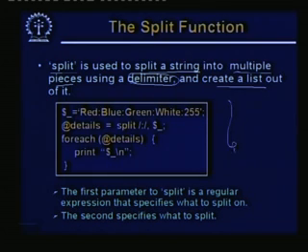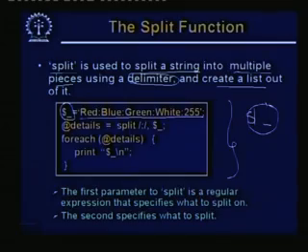Let us take a small illustrative example. Suppose I have a list like this: red, blue, green, white, 255, separated by some character, colon. The whole thing is a list. Now, look at this assignment: we have assigned this string to a variable $_. We could have used any conventional variable name, but we have chosen to use the $_ character. Now, $_ has a particular significance. $_ is a kind of default variable in Perl.